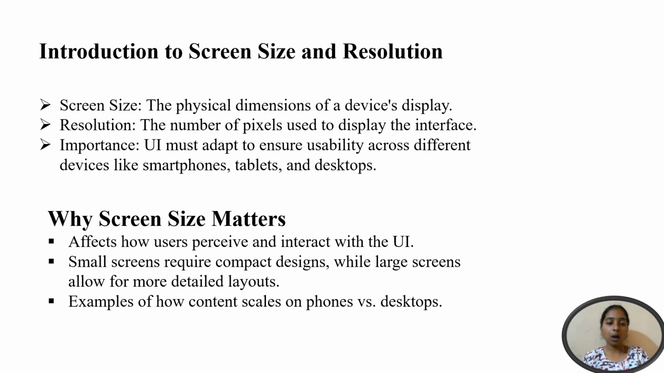Because it affects how users will perceive and interact with the user interface. Small screens require compact designs, while large screens allow for more detailed layouts. Examples of how content scales on phones versus desktops.